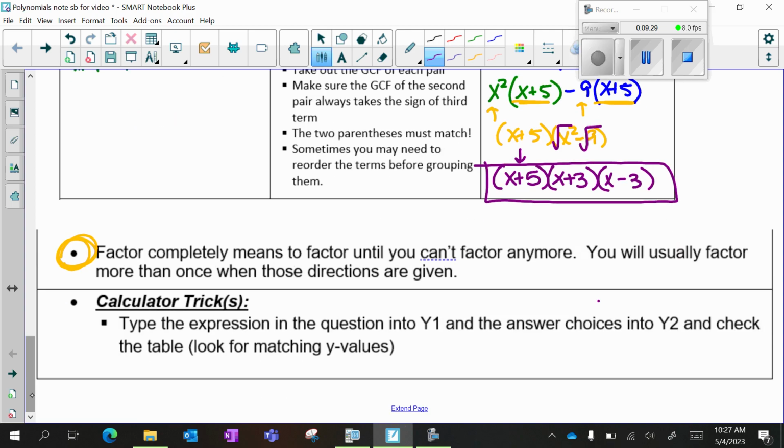And then, of course, you do have calculator tricks that you can use to help you factor, especially on a multiple choice, or to kind of fake it and work backwards on a free response.